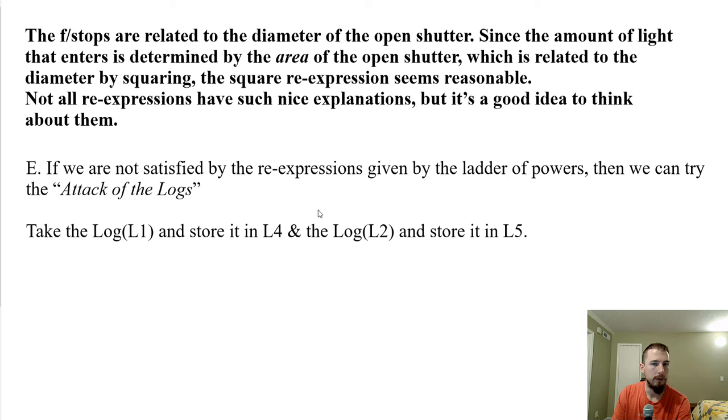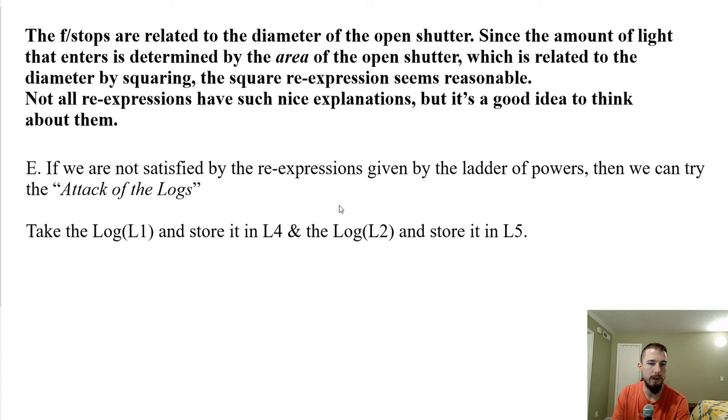All right, the f-stops relate to the diameter of the open shutter. Since the amount of light that enters is determined by the area of the open shutter, it's related to the diameter by squaring. So the square re-expression seems reasonable. Yes, not all re-expressions have such nice explanations, but it's a good idea just to think about them.